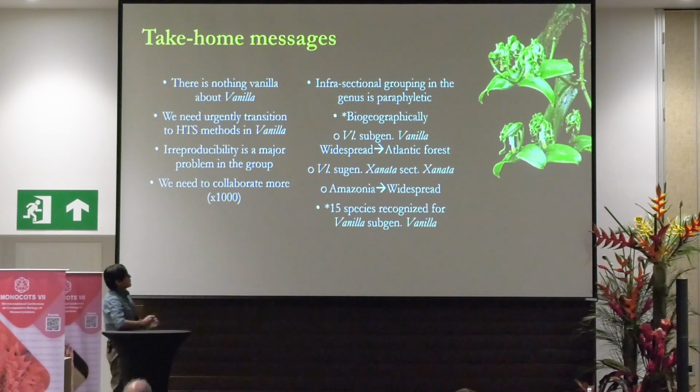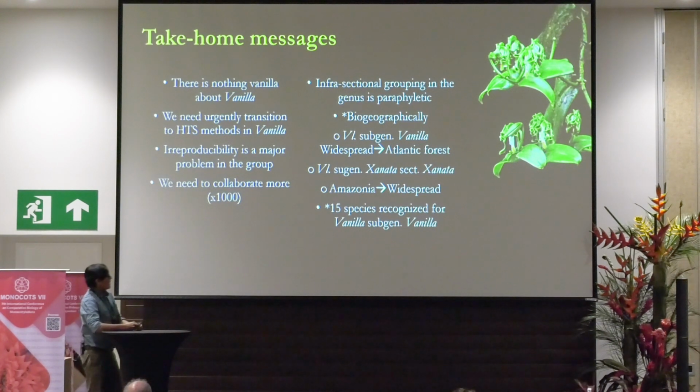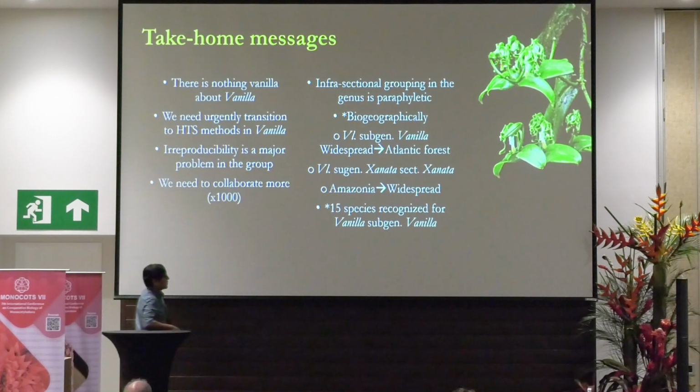And finally, more related to the actual data, the infrasectional grouping in the genus is paraphyletic. And biogeographically, we are seeing some dichotomous patterns in these two neotropical groups. And in terms of the subgenus Vanilla, so far we have recognized 15 species.